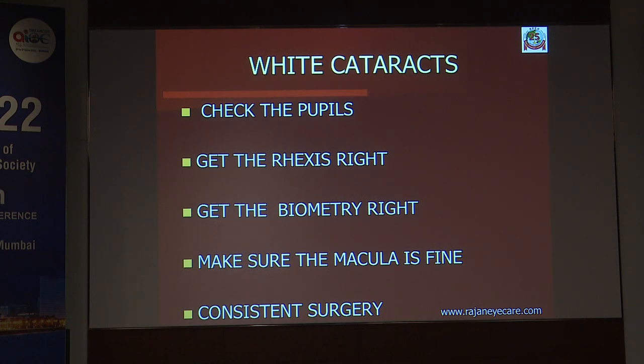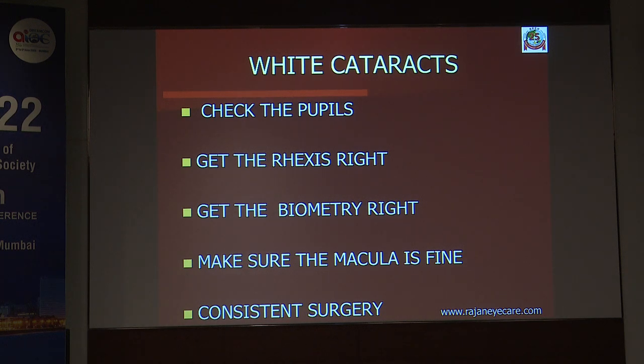You need to depend on your contact A-scan method or immersion. Immersion is probably better, and get the biometry right, because in a monofocal you can go this way or that way, but in a multifocal you have to be exact, because the patient is paying for it, and that's the reason. Make sure the macula is fine, and consistent surgery is very important.